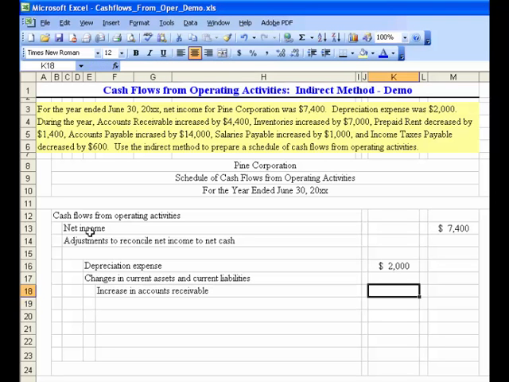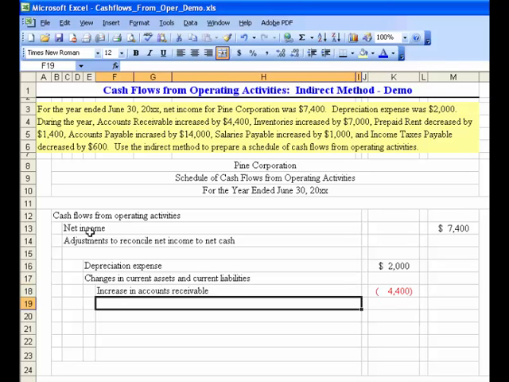And that increase in accounts receivable is $4,400, and as you know, if we held everything else the same, an increase in accounts receivable represents a use of cash. So to go from a net income basis to a cash basis, the change in the year resulted in an outflow of $4,400 of cash. Next, we have an increase in inventories.